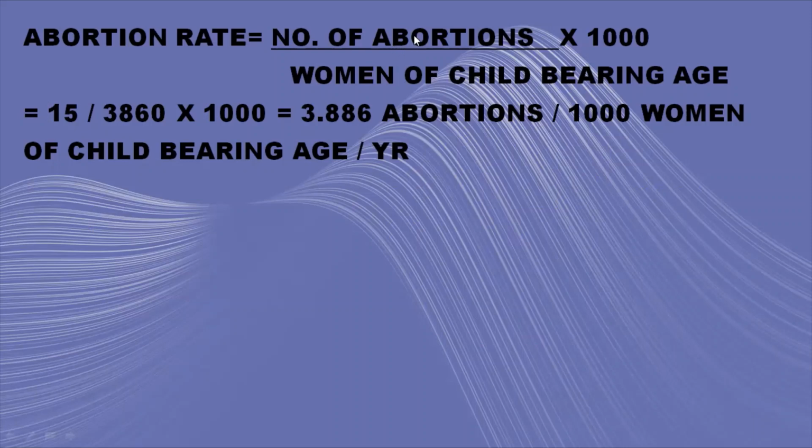So in case of abortion rate, number of abortions divided by women of childbearing age, or you can say it is the median population of the childbearing age into 1,000. So 15 by 2,000 into 16 into 1,000. It comes to 3.8 abortions per 1,000 women of childbearing age per year.